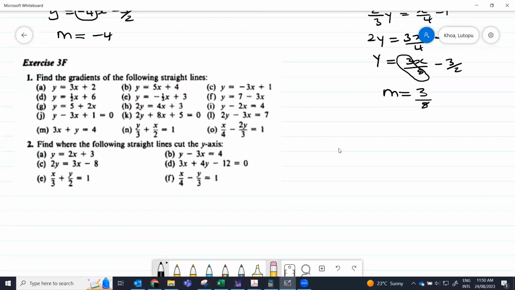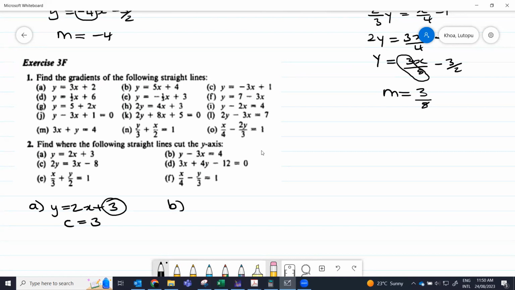Right, then question 2, find where the following straight lines cut the y-axis. So the y-axis intercept is your value of c in the equation y is equal to mx plus c. So first, make sure it is in standard form, and then the number, the constant, that is your c, that is where it cuts the y-axis. So for a, y is equal to 2x plus 3. It's in standard form, so this means that c is equal to 3.